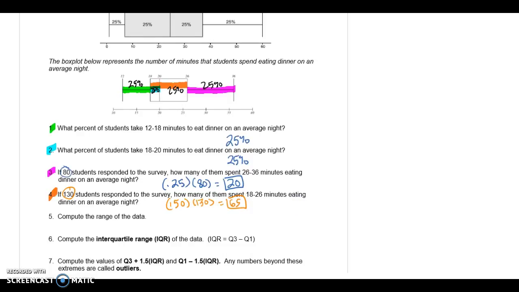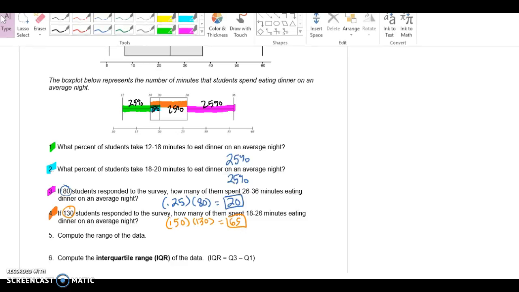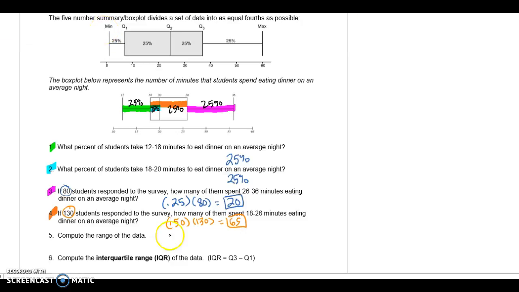Now we want to compute the range of the data. The range is the high minus the low, and this one should be a relatively easy one for us to calculate. Our high number was 36. Our low number was 12. So our range is 24.